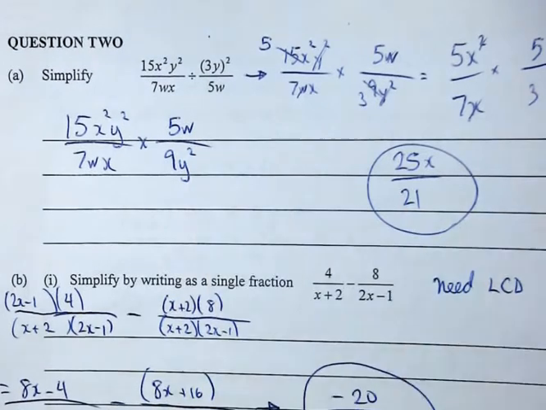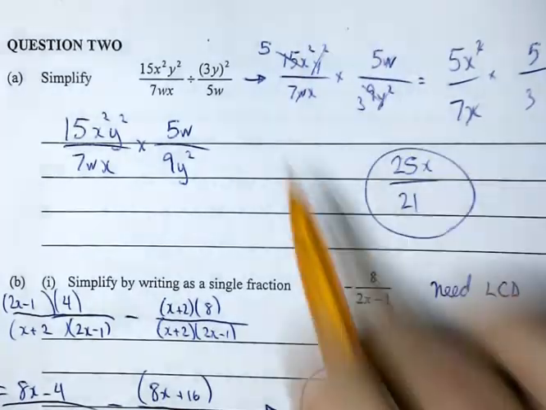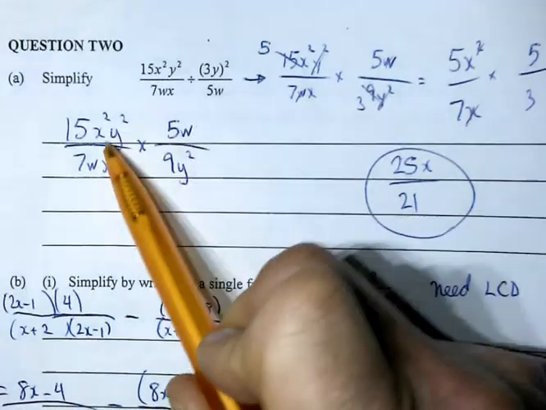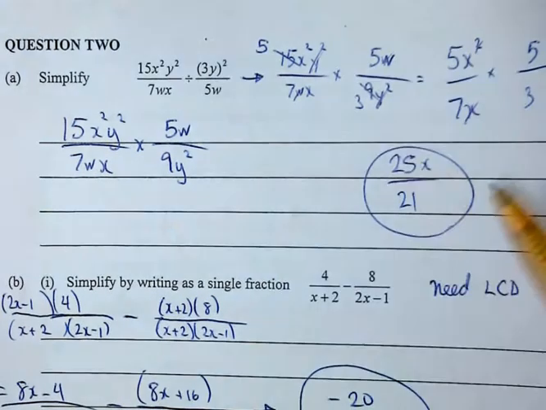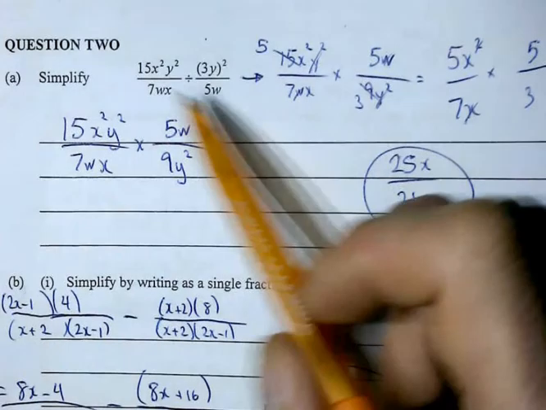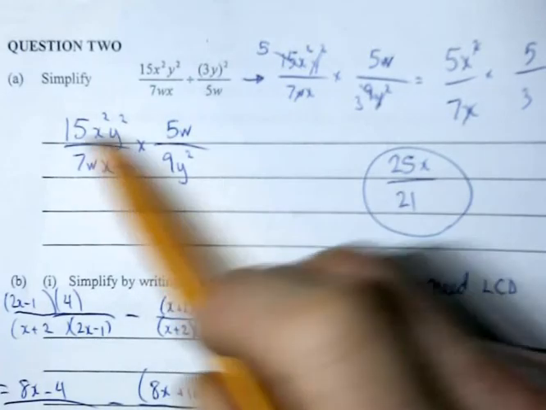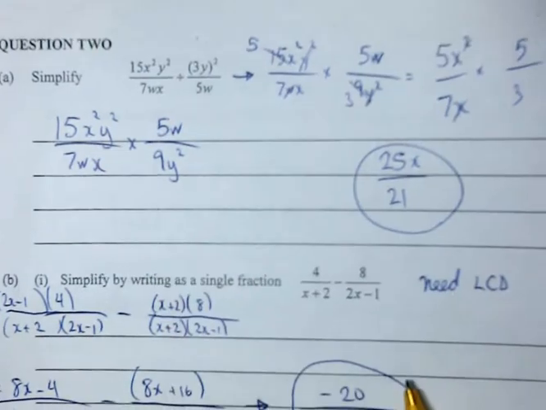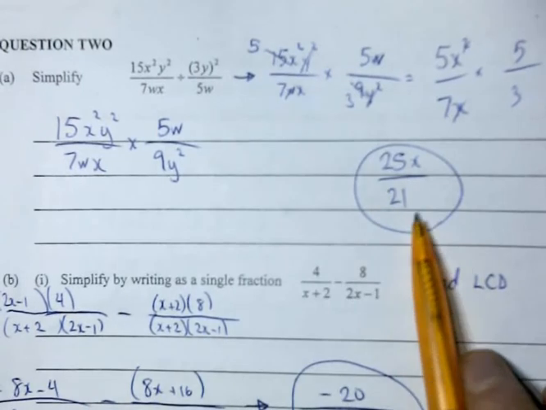What I then did up here was a little simplifying. The y squared over y squared cancel. X squared over x, one of them cancels. 15 over 9 simplified, and when you're all said and done, 25x over 21.